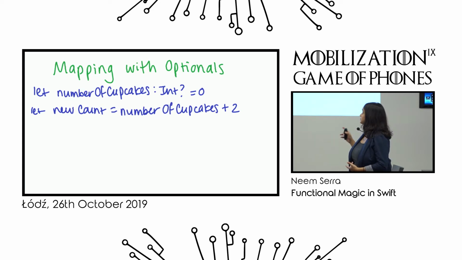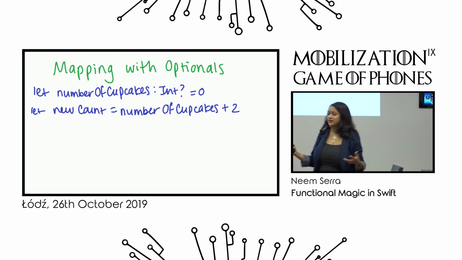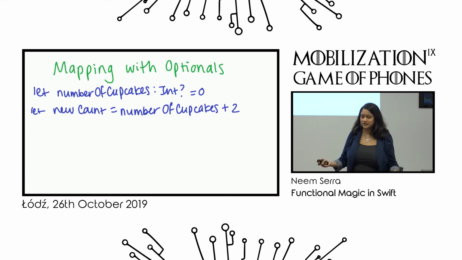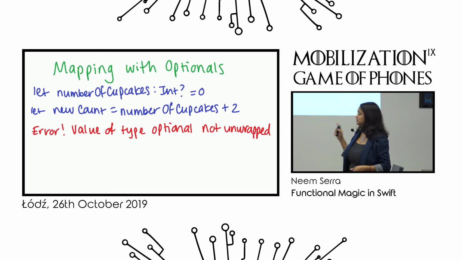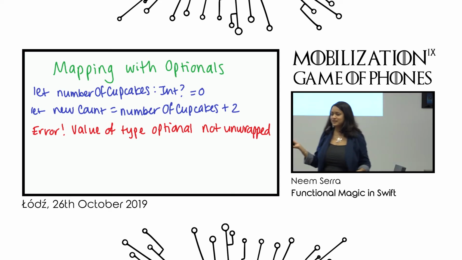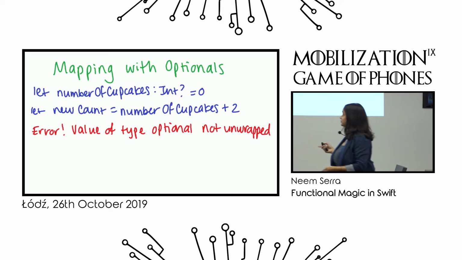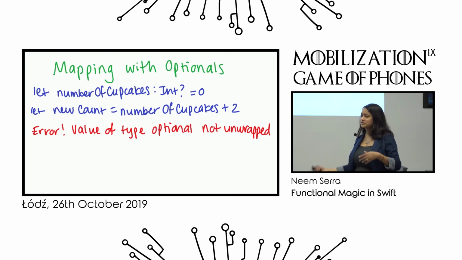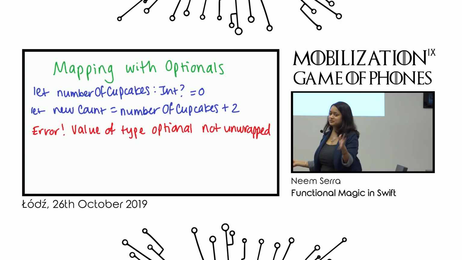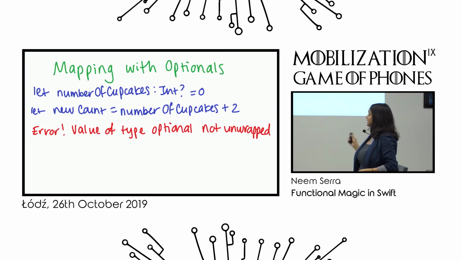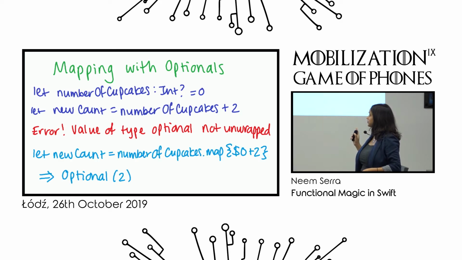You could also map with optionals, which is kind of interesting. So basically, if I had a number of cupcakes and it was an optional integer, and I wanted to add 2 cupcakes to it, Swift would get really mad at you and say, hey, you can't add to an optional, right? You'd have to do something like if let number of cupcakes equals whatever, and you'd have to unwrap it. Mapping actually will unwrap it for you.